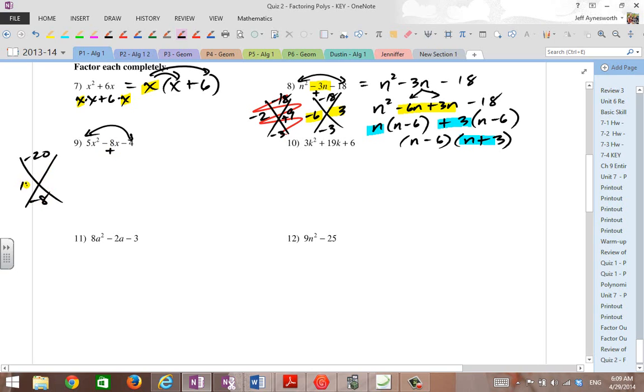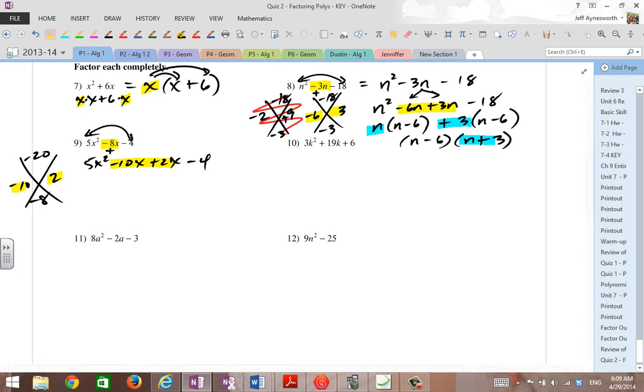All right, and that's, let me see, 10 times 2 is 20, but I got to make one negative, and I need a negative down here, so I'll make the bigger one negative. So let's split the middle term. So 5x squared minus 10x plus 2x minus 4. Once again, I just used the factors. That's all I did. I split the middle term. Right there, negative 8x is the same as negative 10x plus 2x, right?